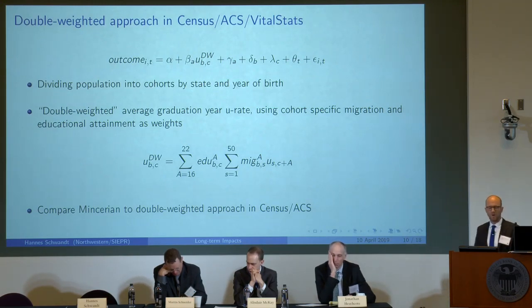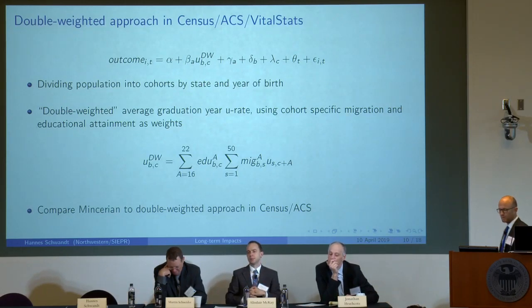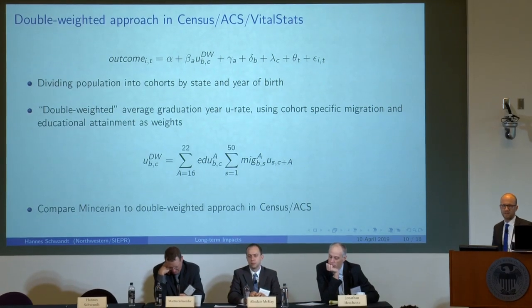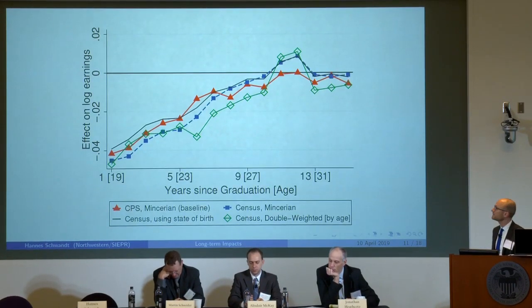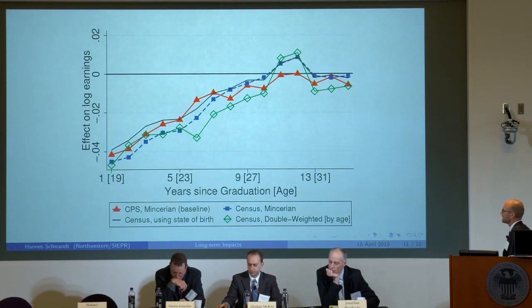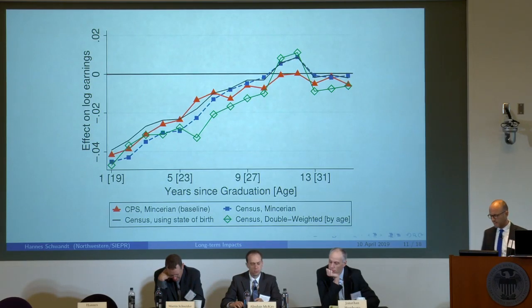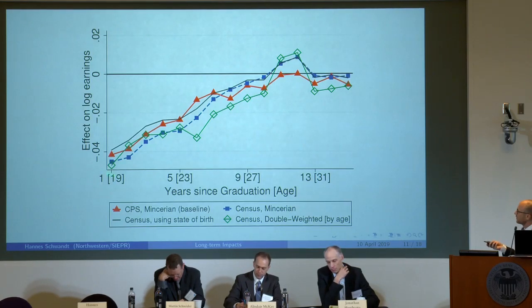contaminating our measure. So what this also allows us to do is that we can use this kind of clean measure and compare in the census and in the ACS this double-weighted clean measure to the Syrian approach that we are using in the CPS. And what we find there is actually that this Syrian approach is doing quite well. So this again shows the effects on log earnings over 10 to 15 years after graduation.